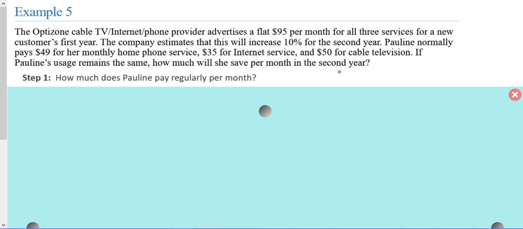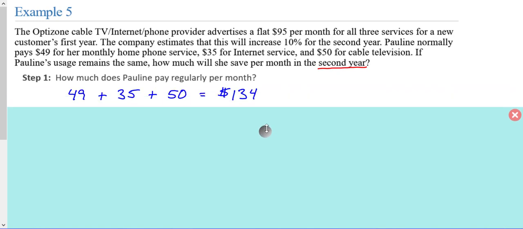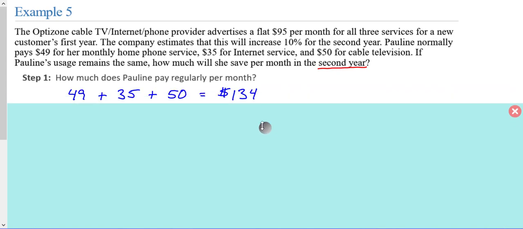And this is important. We're talking about the second year. So the flat rate of $95 would not be what we would pay. We would pay $95 plus 10% additional. So how much does she pay regularly per month? So this is looking at how much she paid in her old plan. Well, she paid the $49 for phone service, $35 for internet, and $50 for cable television. So we need to add all of them together, and we come up with a total of $134 is the amount she was paying per month.